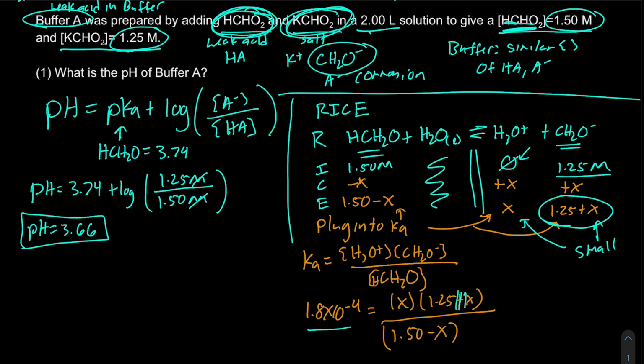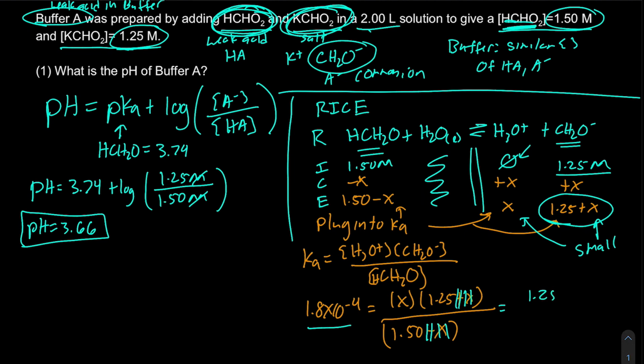So we can see, can we make the assumption that these numbers of 1.25 and 1.5 are effectively going to be the same as if we included that minus x or if we didn't? And that simplifies our math to be 1.25x divided by 1.5 equals our K value. Now we can solve for our x value, and we're going to get 2.16 times 10 to the negative fourth. And again, we say, okay, that's pretty small relative to our 1.25 or 1.5, so it makes sense that we can make that approximation.